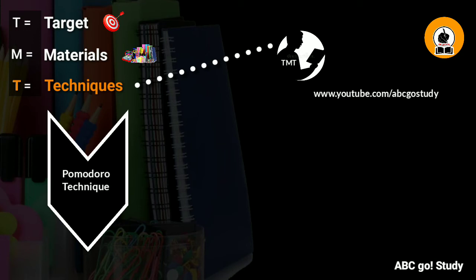That means you should be able to cover those 40 pages with Pomodoro within 20 hours. And how would that be done? This is it: 25 minutes of studying 2 pages. 5 minutes, rest. 25 minutes, study another 2 pages. 5 minutes, rest. And with this, you will be able to study those 40 pages within 20 hours.